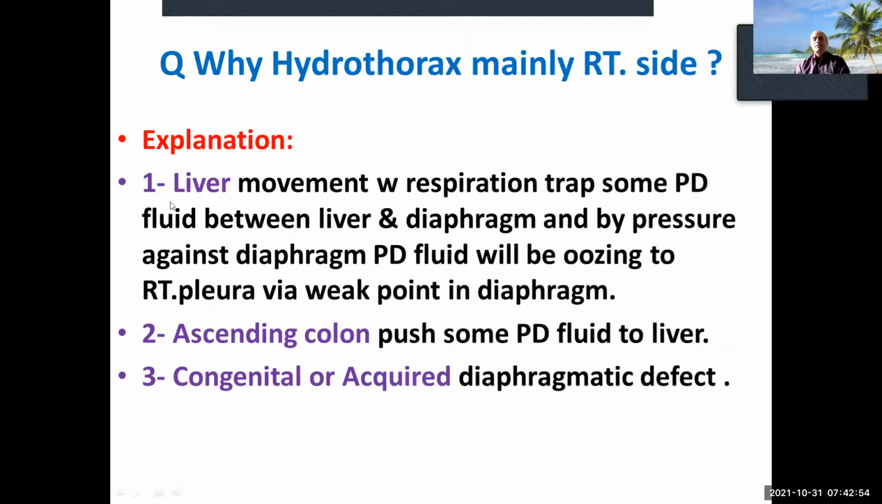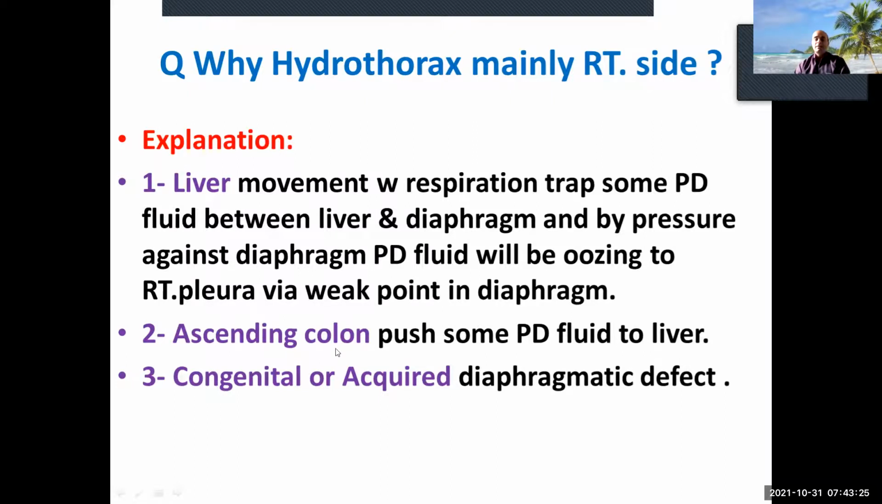Maybe it is because the liver is on the right side, and the liver is already mobile with respiration, and it traps some fluid between the diaphragm and the liver. During respiration and inspiration, this increases the pressure between the liver and the diaphragm, and this presses on the diaphragm and leads to oozing of this fluid from the peritoneal side to the pleural side. This is one explanation, because the liver creates this pressure by trapping fluid between the liver and the diaphragm.